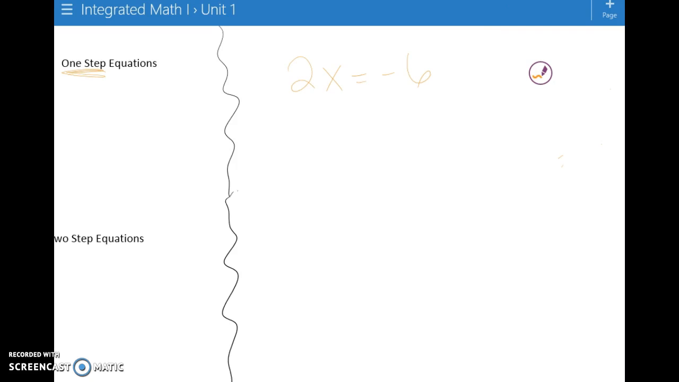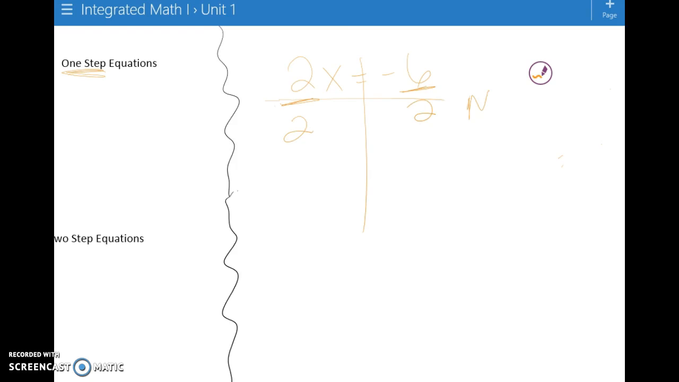2x equals -6. Well, assess. I need to get x by itself. 2 is in my way, so I need to get rid of 2. Strategize. How do I get rid of 2? Well, 2 is multiplying x, so I probably want to do the opposite and divide by 2 on both sides.